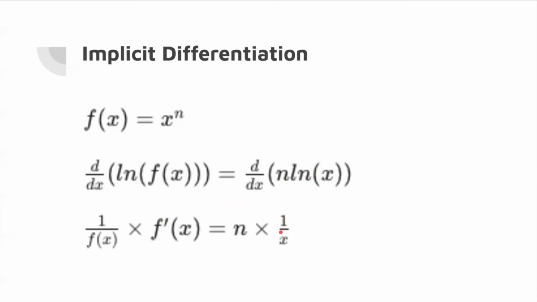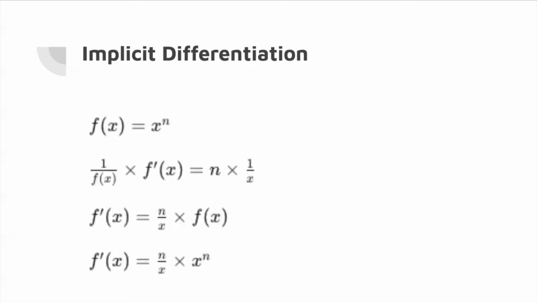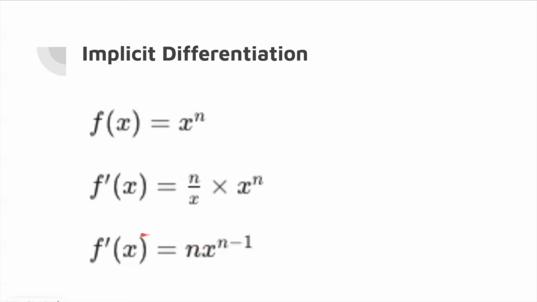And remember what you're trying to do. You're trying to solve for f prime of x. So the next logical step would be to multiply both sides by f of x. So now you've isolated f prime of x. And then now you know that f of x is x to the power of n. So you plug that in. And then the final answer you'll get is f prime of x is equal to n x to the power of n minus 1.